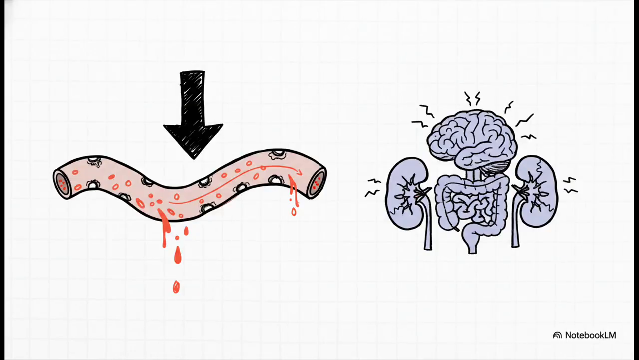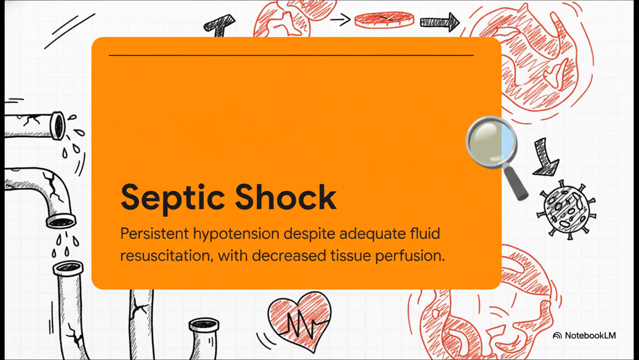And this is the heart of the problem. With all those vessels wide open and leaking fluid into the surrounding tissues, there's just not enough volume left inside them to maintain any kind of pressure. Your blood pressure tanks. And that means blood flow to your vital organs, your brain, your heart, your kidneys, slows to a crawl. They're literally starving for oxygen. And that leads us right to the textbook definition of septic shock. This is when you've already tried to fix the problem by pumping the patient full of IV fluids, but their blood pressure still won't come up. It's a huge red flag that the circulatory system is in a state of collapse.